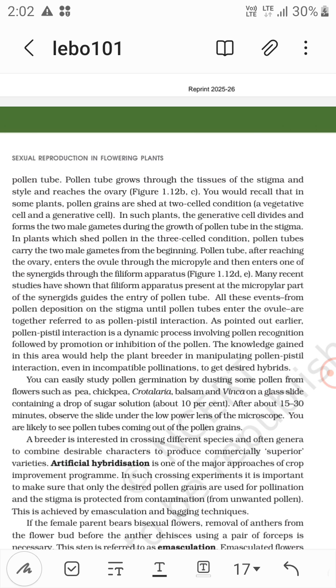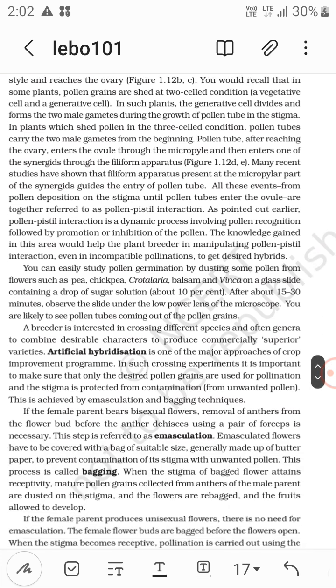For pollen germination, dust some pollen from flowers such as pea, chickpea, Crotalaria, balsam, or Vinca on a slide with a drop of sugar solution, about 10%. After about 30 minutes you will see pollen tube formation from the pollen grains.